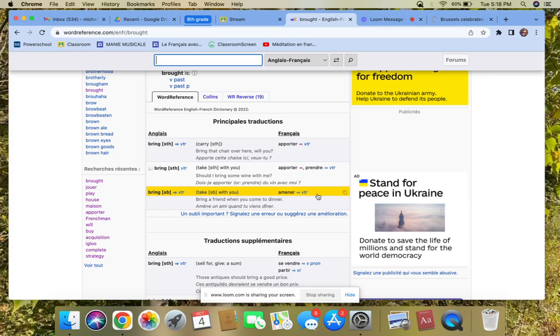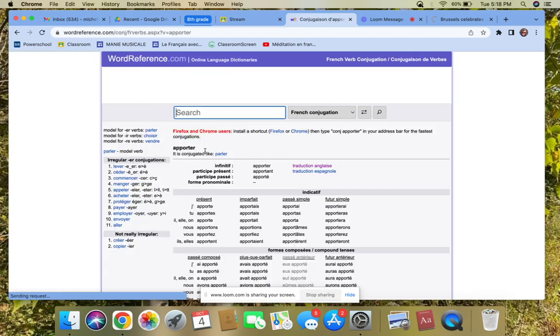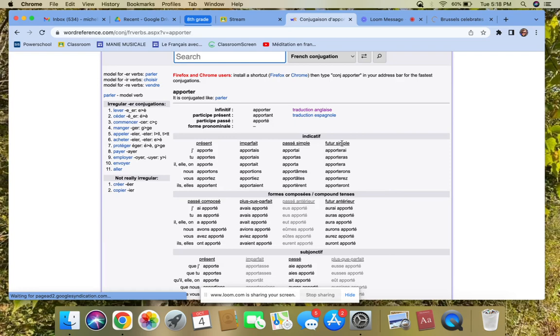Sometimes if you have a phrase or an expression that is several words in English and you're trying to translate it, if you can think of a synonym that is one word, it's easier to look up on WordReference. So that's another pro tip. So let's say I wanted to say I brought my sister a present. Again, I can go to apporter and I can click conjugaison, conjugation, and there I have all the forms. And if I know how to use past tense, I might say j'ai apporté.